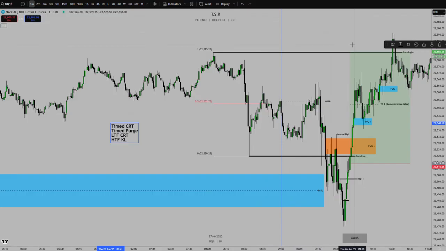1-hour candle. Then we need a lower time frame CRT. So the higher time frame CRT is this 1 hour. 8 a.m. high, 8 a.m. low. We're taking out the 8 a.m. lows. We're going to target the 8 a.m. highs. Okay, but we need a lower time frame version of this on the 15-minute time frame.